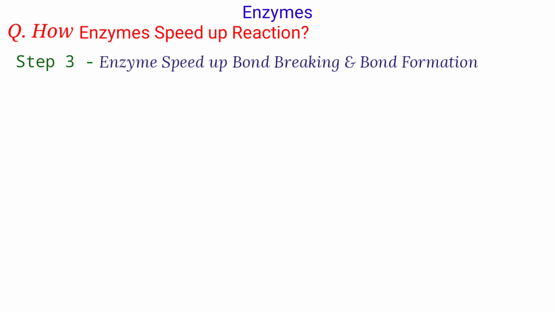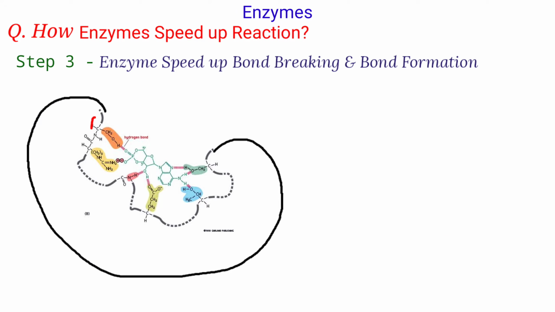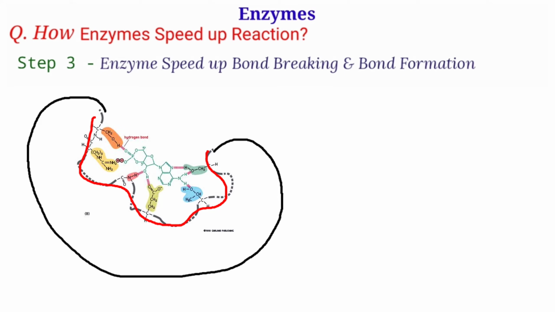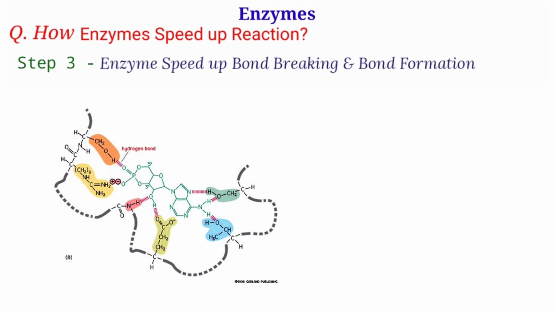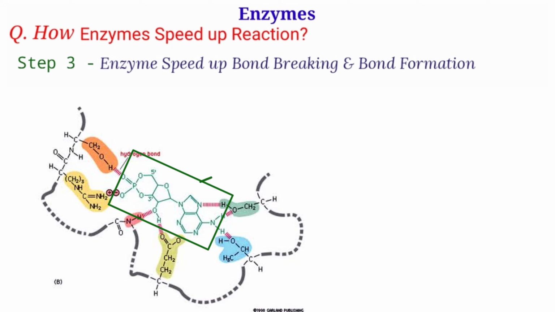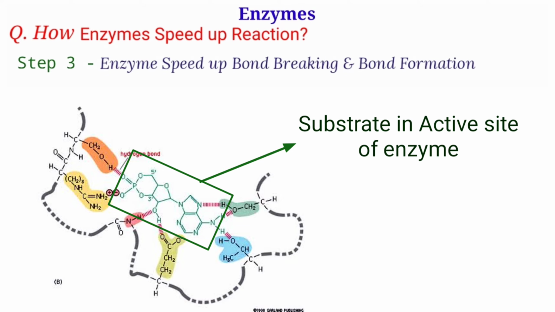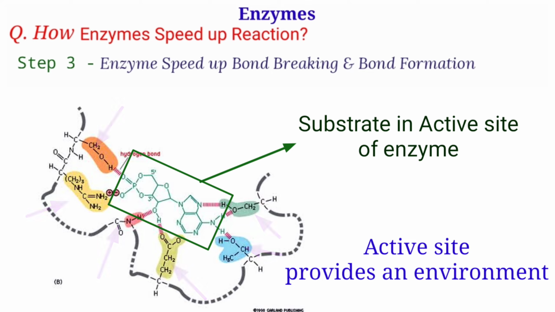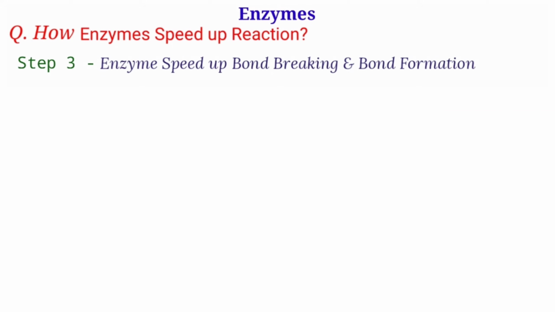So in the given diagram we can see the enzyme which contains an active site, shown in the red line. If you zoom in to the active site, you can see the amino acid side chains are facing outward in the active site. And here in the green box we can see the substrate is located in the active site, making an interaction with the side chains of amino acids at the active site of the enzyme. So the active site provides an environment to the substrate in order to carry out the product formation process.